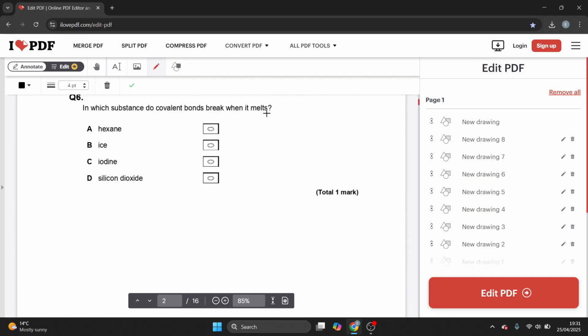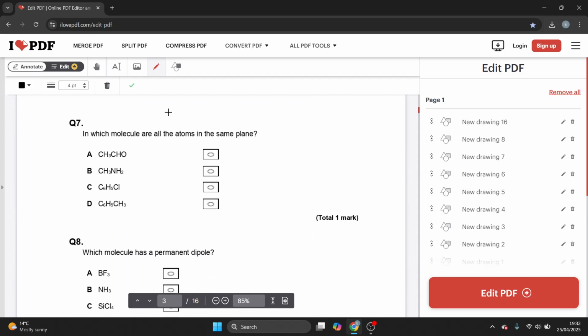In which substance do covalent bonds break when it melts? Hexane, ice, iodine, silicon dioxide. Covalent bonds break when it melts. It's going to be iodine. No, sorry, not iodine. It's going to be silicon dioxide, SiO2. Covalent bonds break when it melts.